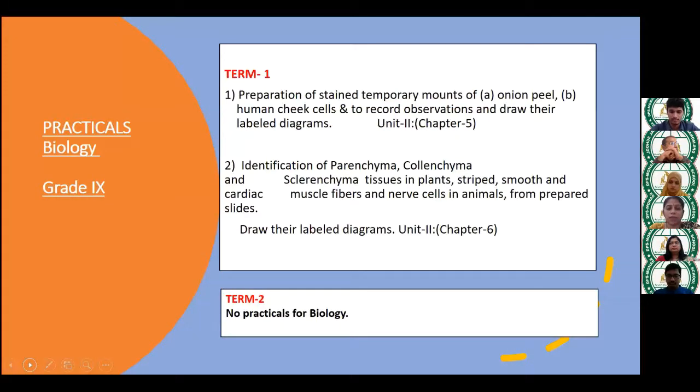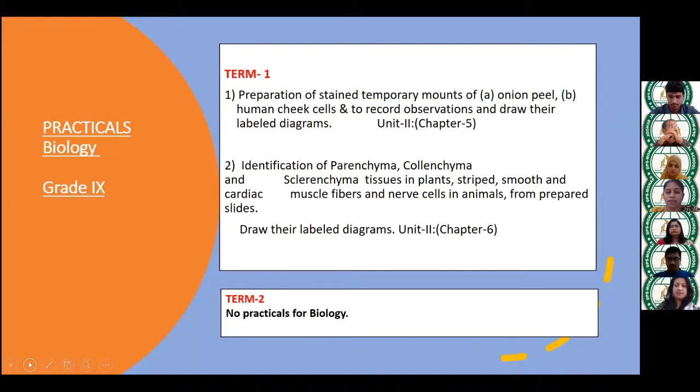Coming to the practicals of biology in 9th standard, term 1, there are 2 practicals. One is the observation of the temporary mount of onion peel and cheek cells. Second is the permanent slide observation. However, in term 2, there will be no practicals from biology.